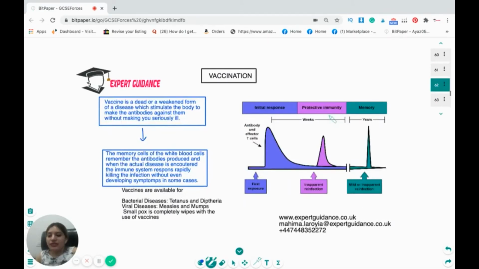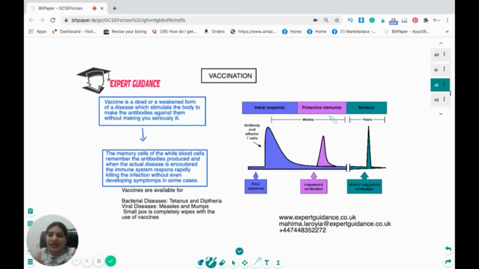Now, our immune system is very active, but at times we need to trigger it. We need to stimulate it to be active. For that, we have vaccination. Now, what is vaccination? Vaccination is a dead or a weakened form of a disease which stimulates the body to make antibodies against that disease without making us seriously ill. So we expose the person's body to the dead and the weakened pathogen. The body thinks it to be a disease and starts producing antibodies.